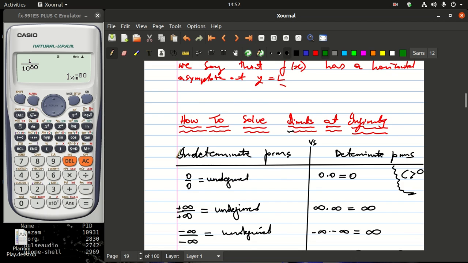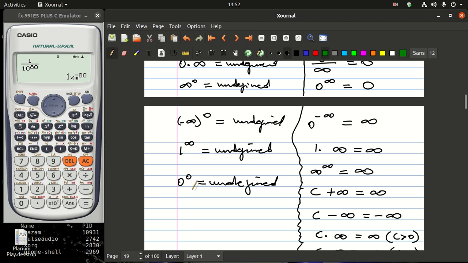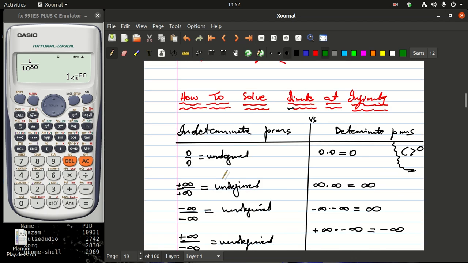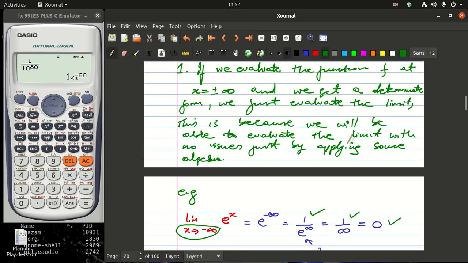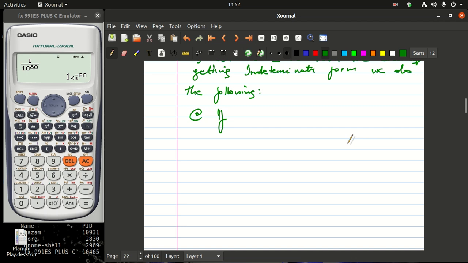Whenever you are getting something of this nature, any of these things on the indeterminate form, your main goal is to convert these things to determinate form. Let me repeat what I'm saying. Once you end up having this particular thing here, you want to make sure that you convert an indeterminate form to determinate form. So let me write this first.